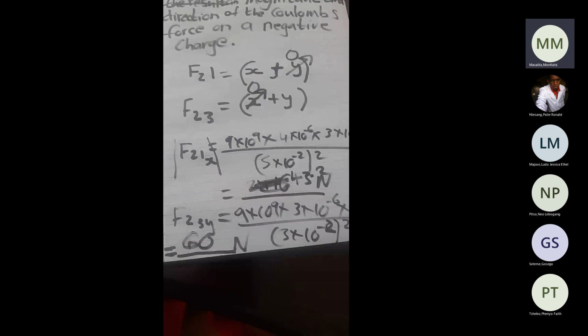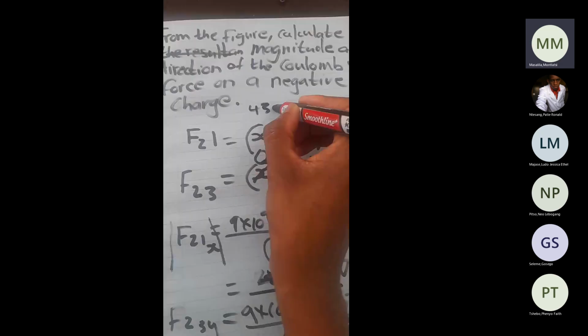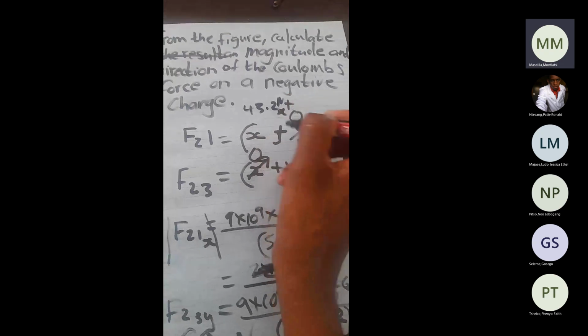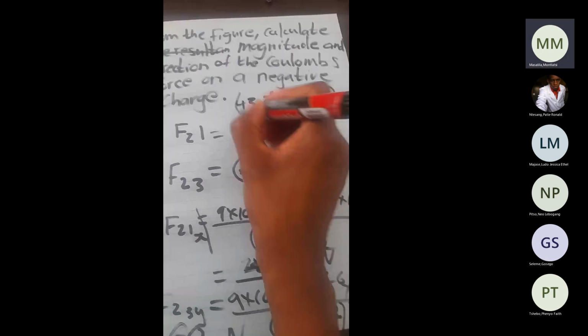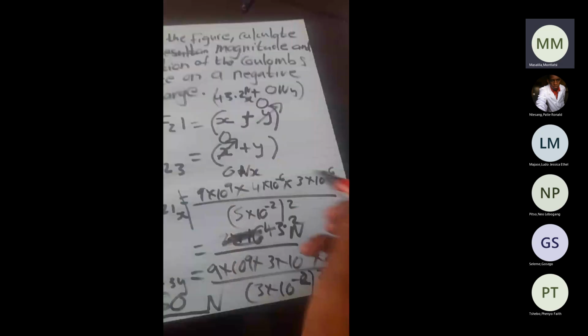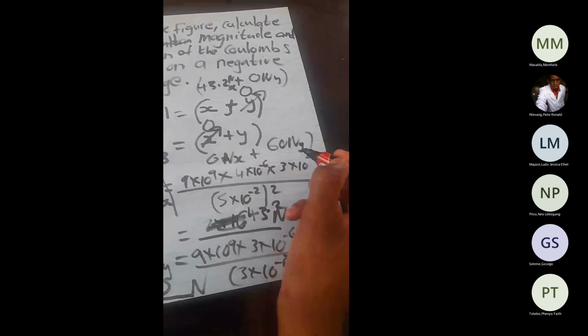Now, when I write force on 2-1, I should write it as 43.2 newtons on the X plus 0 newtons on the Y. And here I just write 0 newtons on the X plus 60 newtons on the Y.